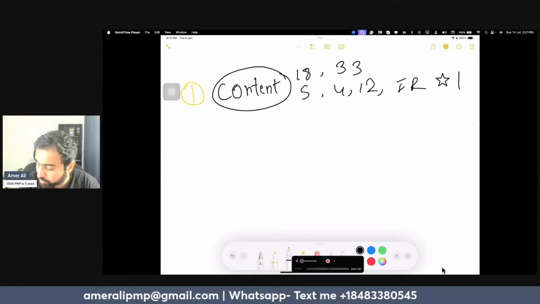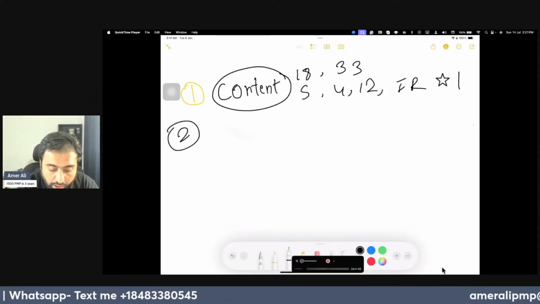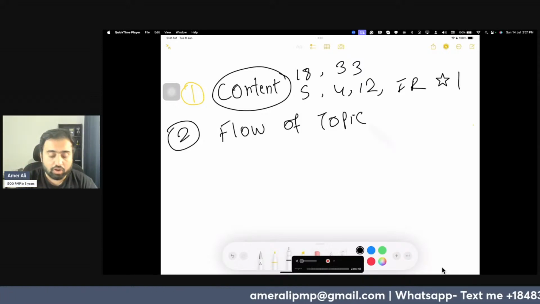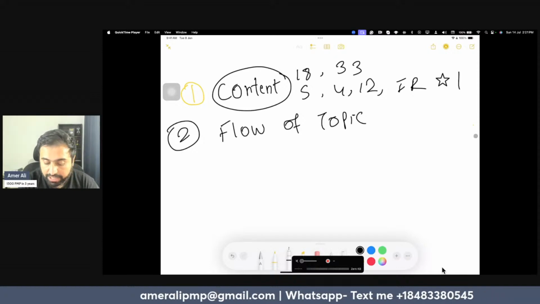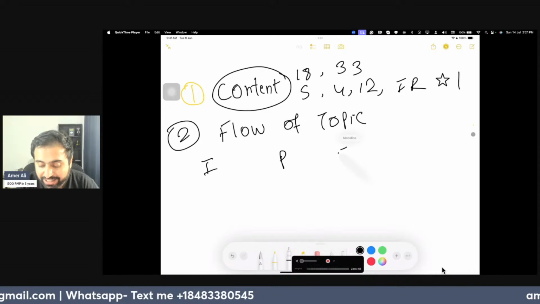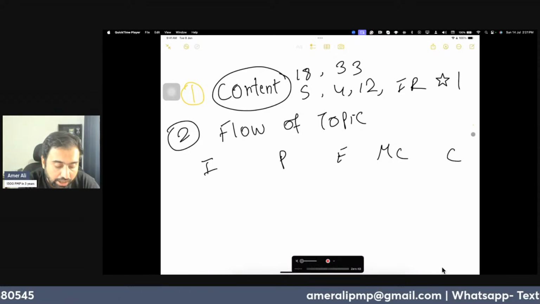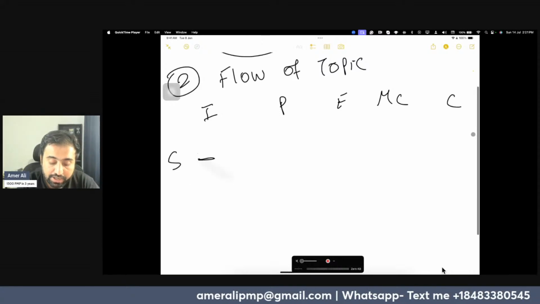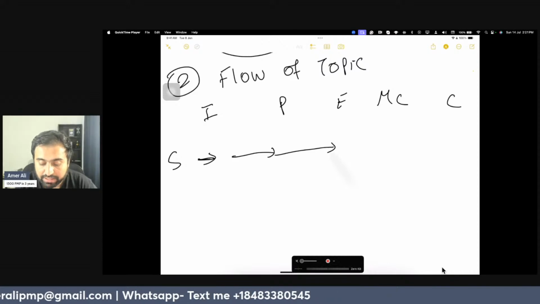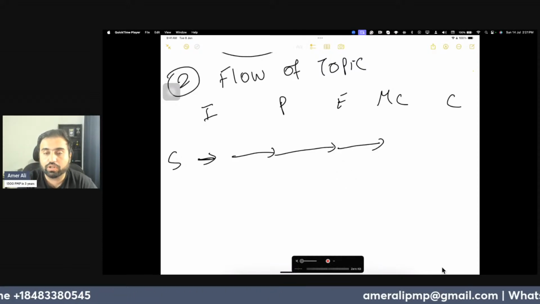Then step number 2. Step number 2 is you need to know the flow of the topics. Like if I talk about stakeholders: initiation, planning, execution, monitoring and control, and closing. I need to know how stakeholders are identified, how we plan their engagement, how we implement that plan, what we do if the plan needs to be updated, and what we do in closing.